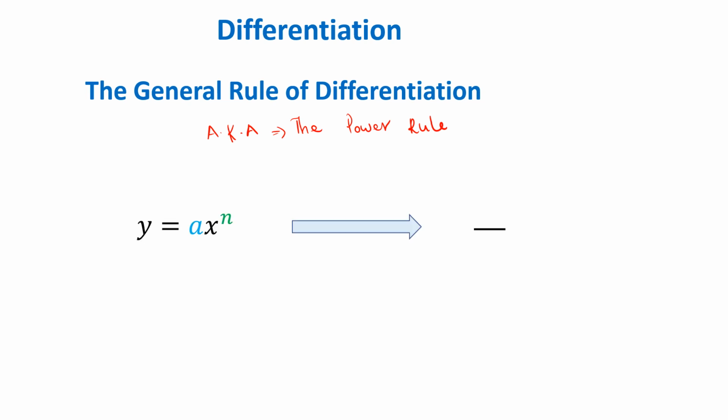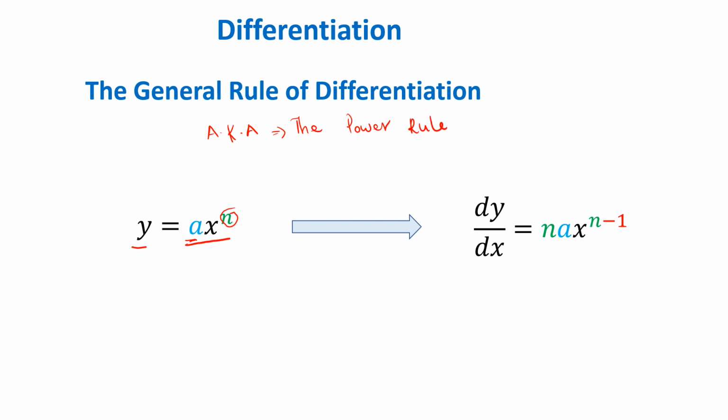The power rule states that if you are given a function y is equal to ax raised to power n, then its derivative with respect to x is given by n multiplied by a multiplied by x raised to power n minus 1. So what happens in the process of differentiating using the power rule is that the power on the independent variable is actually multiplied by the coefficient before the independent variable.